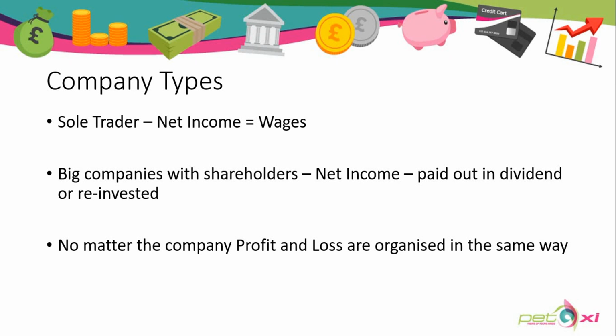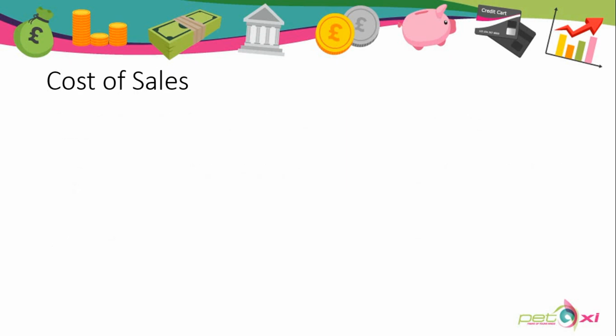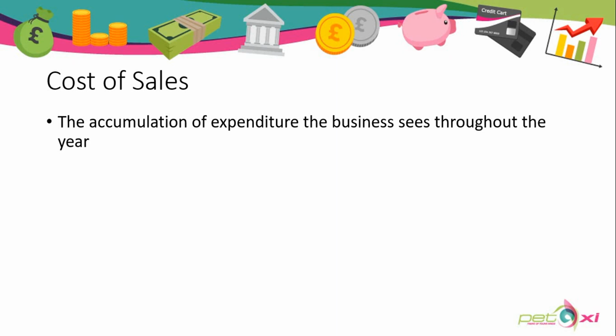Profit and loss statements are all organised in the same way regardless of the industry. The bigger the business, the more complicated the profit and loss statement. Expenditure is separated into many different forms. For the purpose of your portfolio, you will need to know what cost of sales is. Cost of sales is the accumulation of the expenditure a business sees throughout the year. Although this covers a huge range of things for the business, you need to understand the basics of it only.